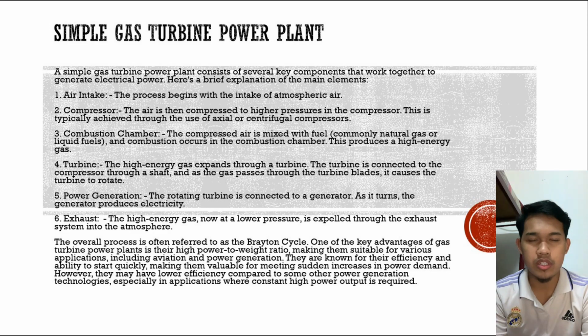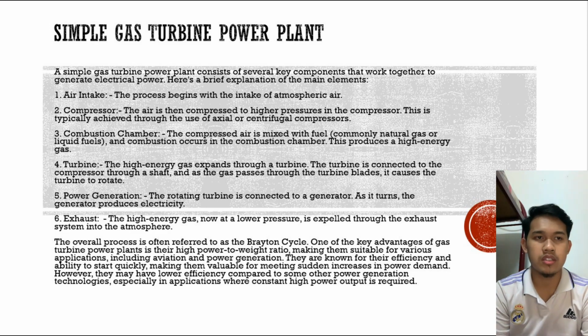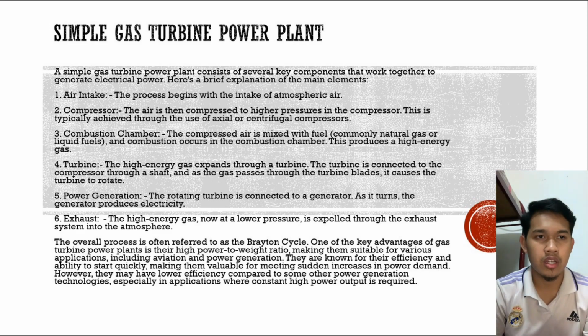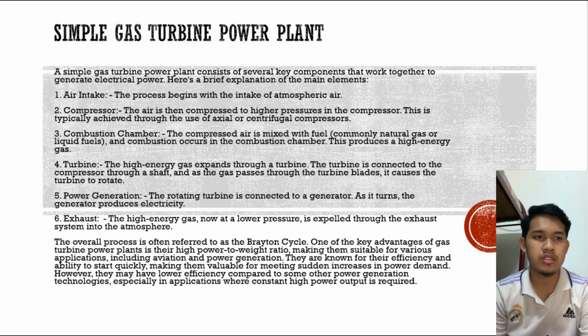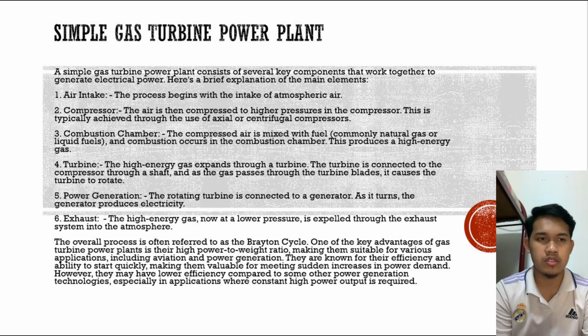Fifth, power generation. The rotating turbine is connected to a generator. As it turns, the generator produces electricity. Sixth, exhaust. The high energy gas, now at a lower pressure, is expelled through the exhaust system into the atmosphere. The overall process is often referred to as the Brayton cycle.